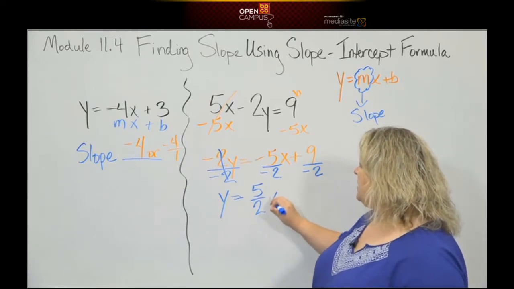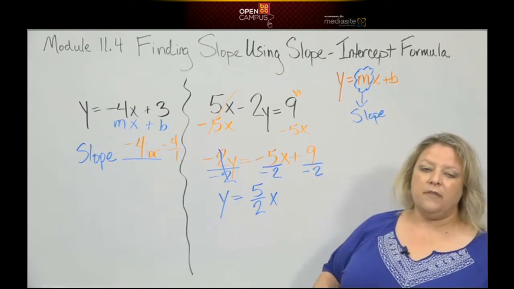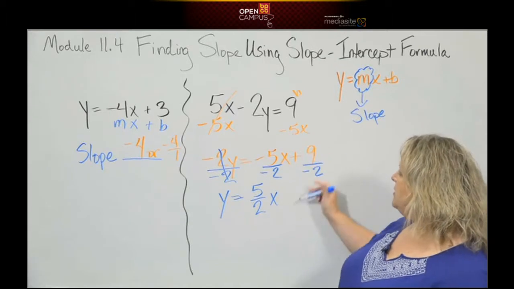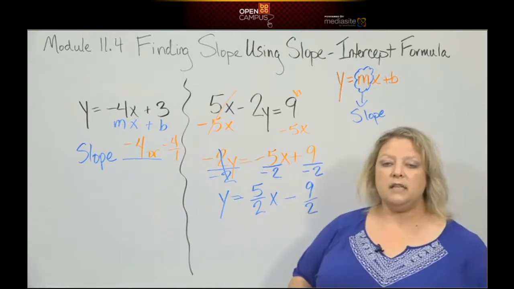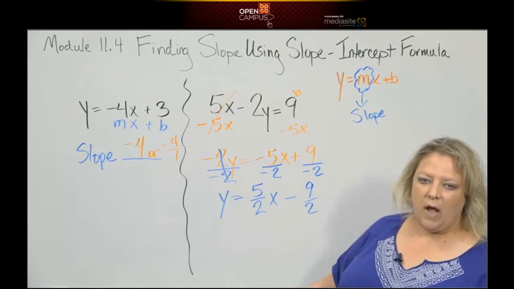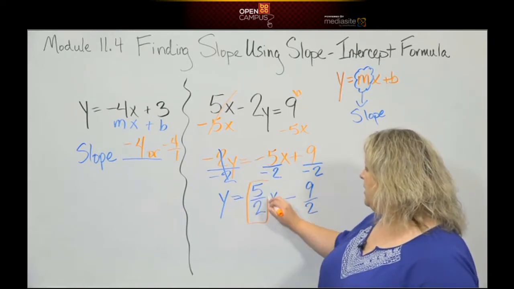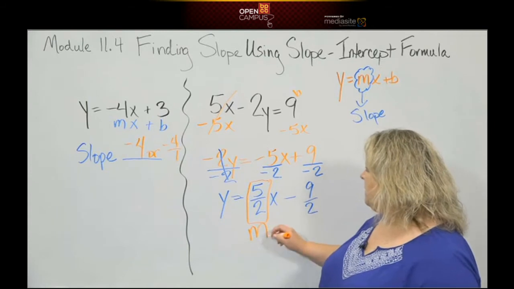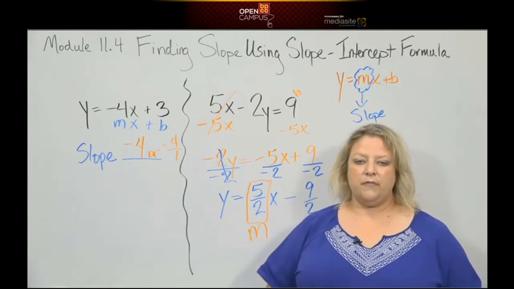5 halves x. And then, honestly, I'm just looking for the slope. So do I really even care what this is? Not really. So minus 9 halves. Now, is this a yucky equation? Yeah, it is. Mainly because it has a fraction for the y-intercept, but we don't care about that right now. All I care about is this right here. 5 over 2, 5 halves. That is the coefficient in front of x.